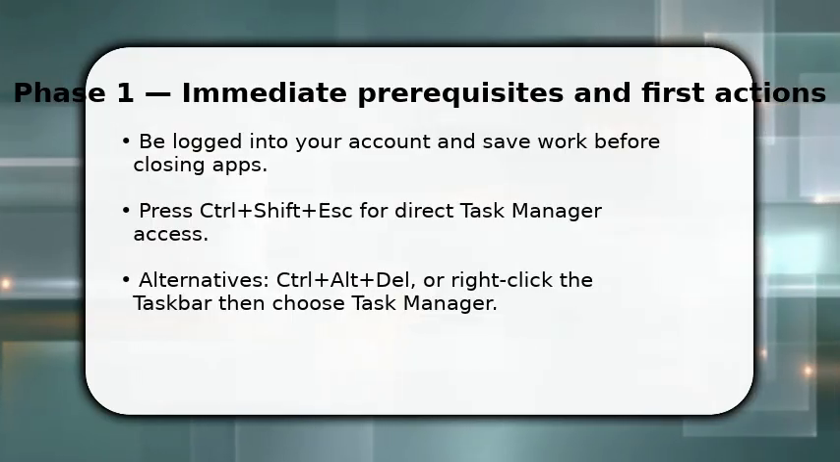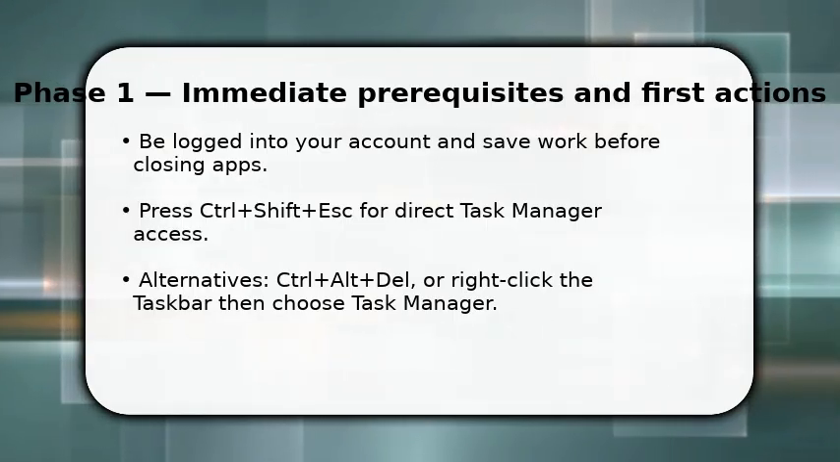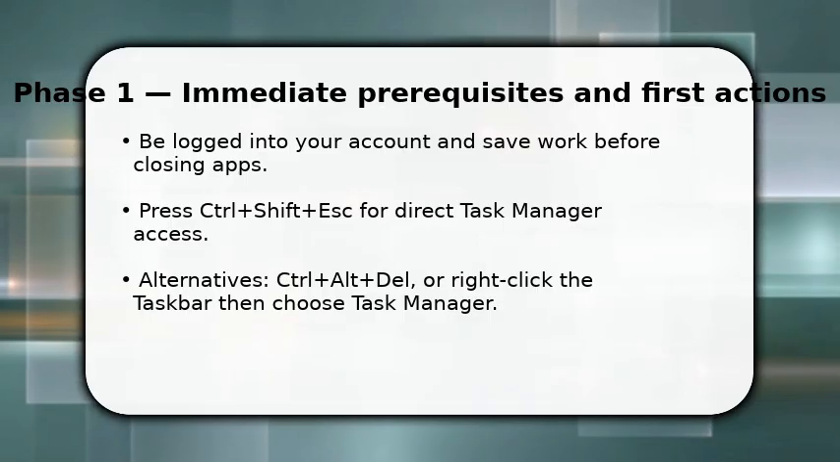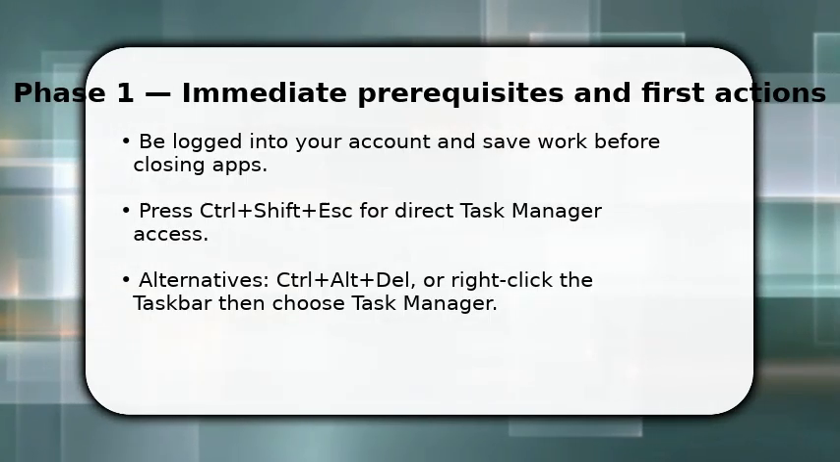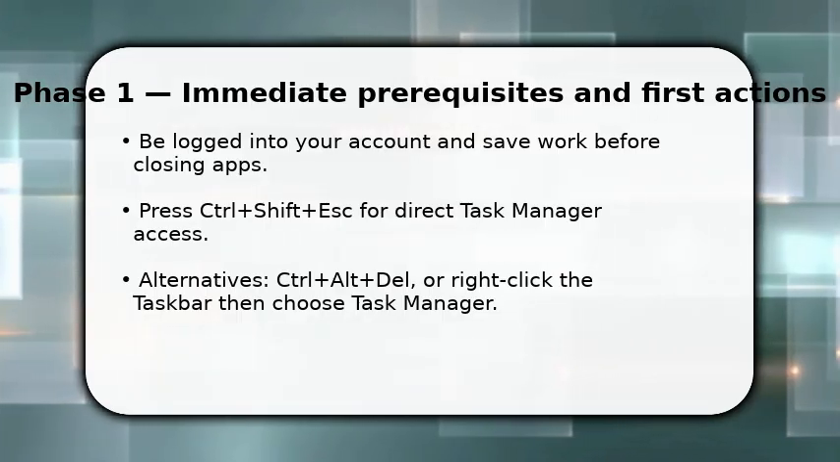You need access to an account with permission to end tasks, so save any work first. Press Ctrl plus Shift plus ESC to open Task Manager immediately. This is the fastest route. Once done, note why you opened it. To view running apps, check CPU or memory use, or stop a frozen program.